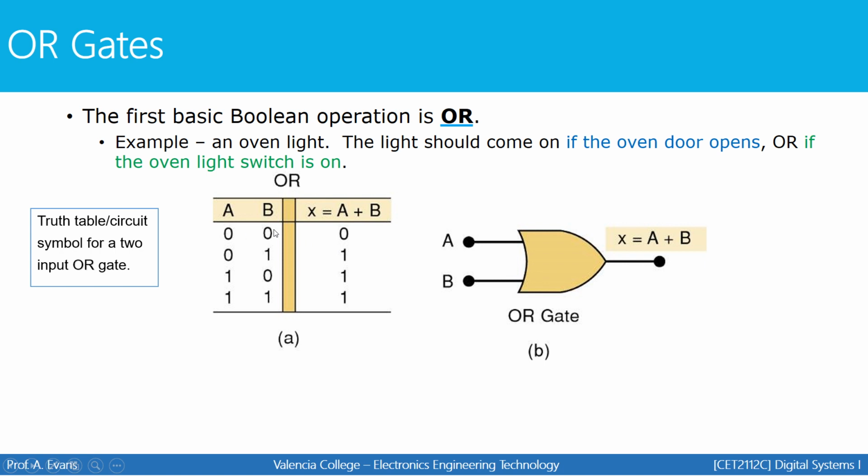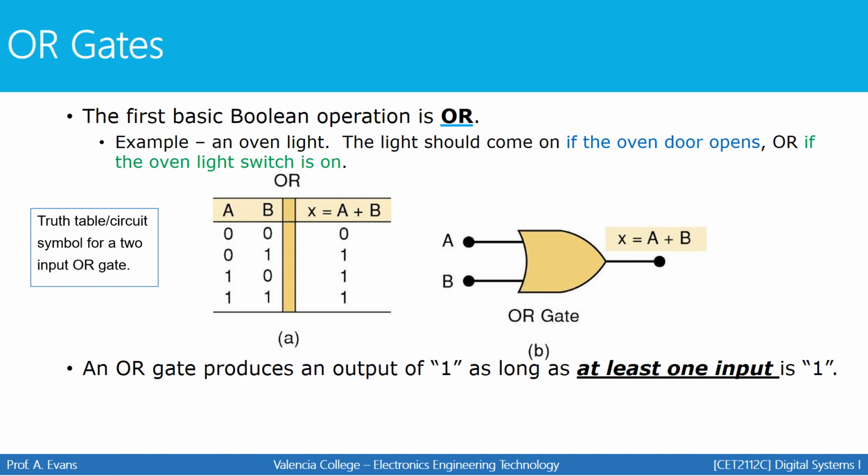So for an OR gate, we can see that if both inputs are low, the output will be low. If the first input is low while the second input is high, the output will be high. If we reverse that and let the first input be high while the second input is low, we get a 1. And if they're both high, we get a 1. This is the concept of OR. An OR gate will always function in this way. Basically, we can describe this as an OR gate produces an output of 1 as long as at least one input is 1. So you will always get a high if at least one input is high. That's the idea of OR.